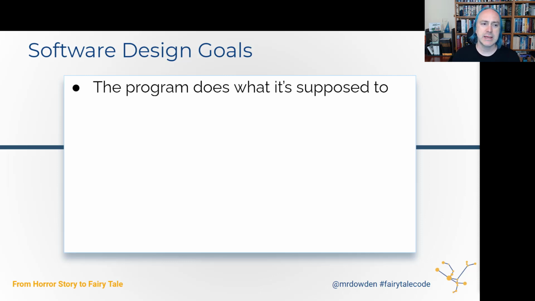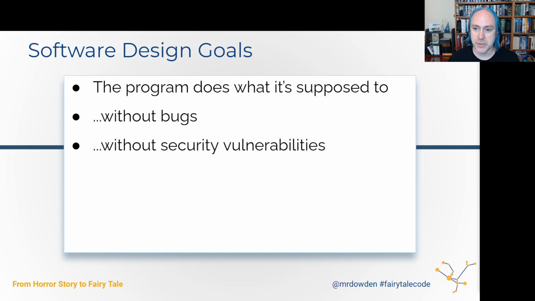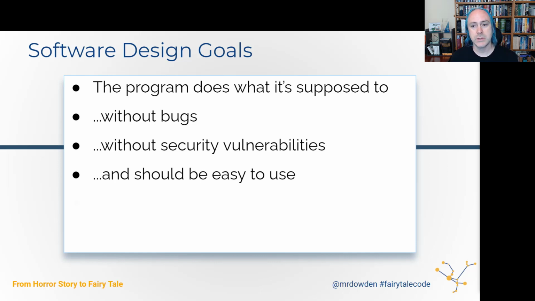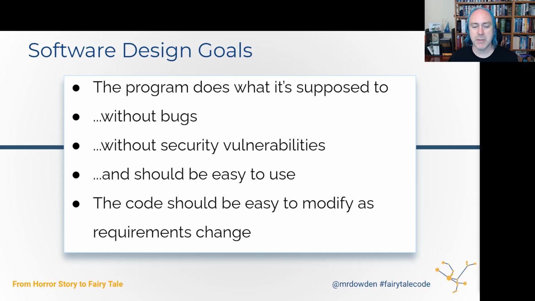What are some other implicit software design goals that you can come up with? Some things that I came up with include that the program does what it's supposed to do without any bugs, or perhaps without any security vulnerabilities. Your software should be easy to use. And another very common design goal is that the code should be easy to modify as the requirements change. Again, often these are not included explicitly in the requirements for our project, but they can be very, very useful in the overall maintenance costs of the software we build.